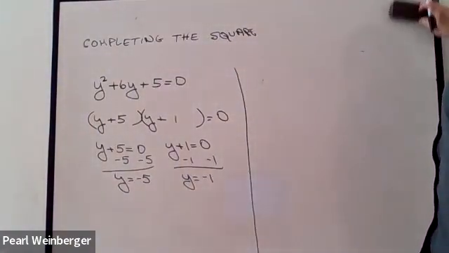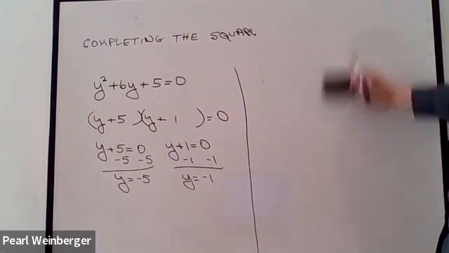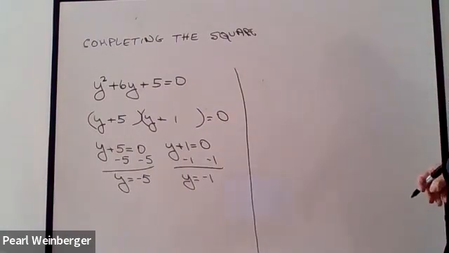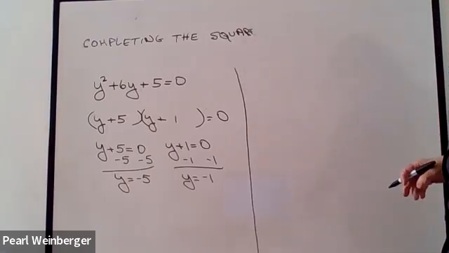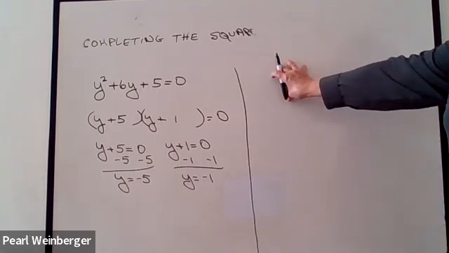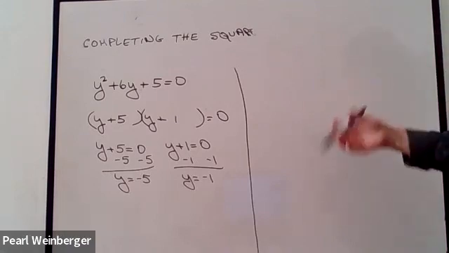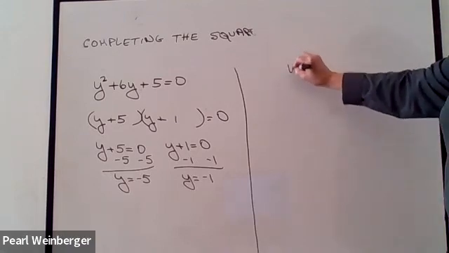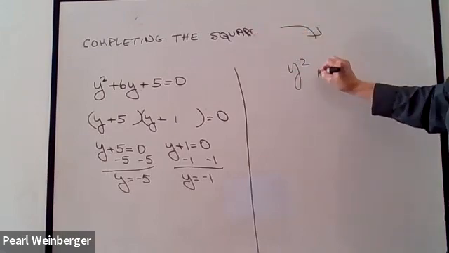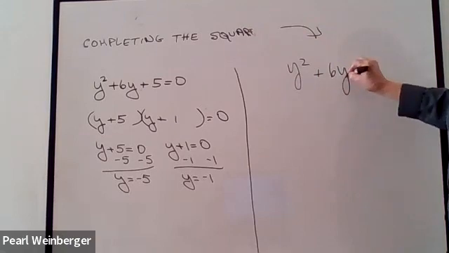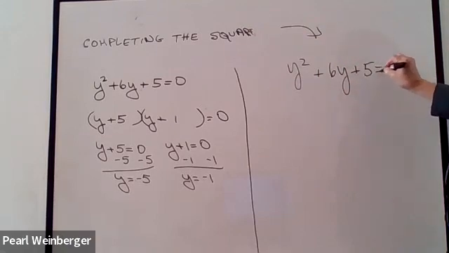The alternate method that I'm going to show you now is completing the square. We're going to see how it can work in certain cases, even if we can't factor. This one we could factor. I just want to show you that you're going to come out with the same exact answer. So what is this completing the square method? We're starting out with the same y squared plus 6y plus 5 equal to 0.